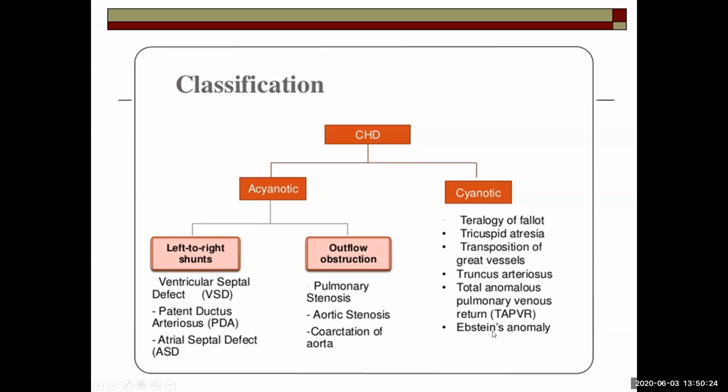These are cyanotic because you have plenty of oxygenated blood shooting to the opposite side. So it's the amount of oxygenated blood. That's how you look at them.